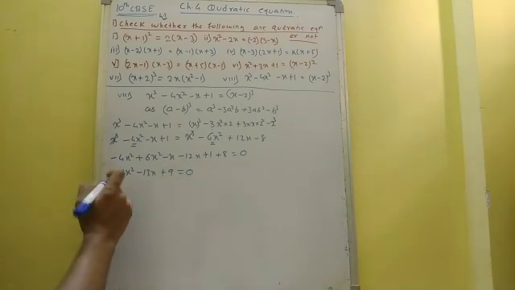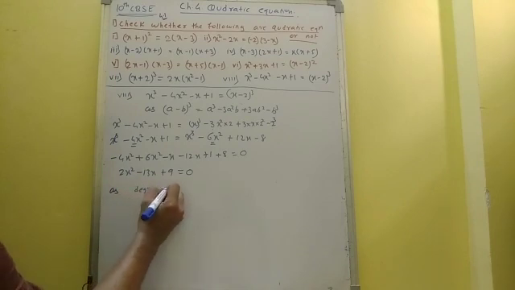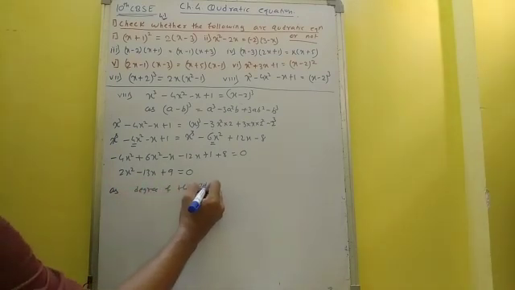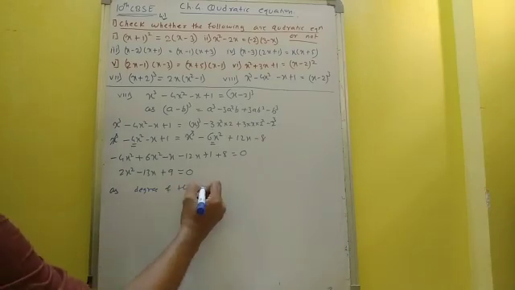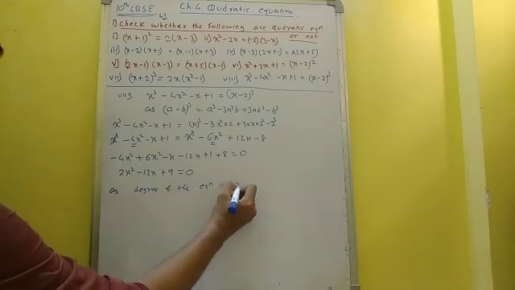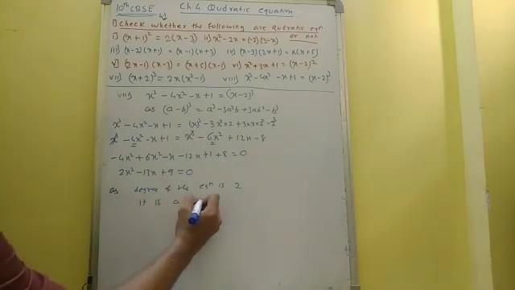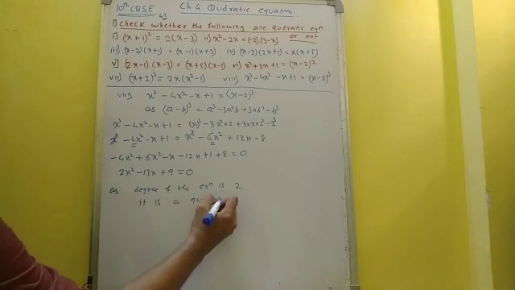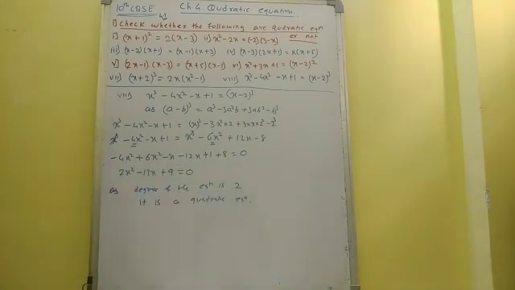Okay, so yes, as degree of the equation, degree of the equation is 2, it is a quadratic equation. Okay, you can write it like this, or you can write the index of the polynomial is 2, it is a quadratic equation. Okay.